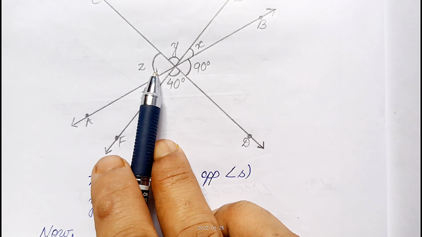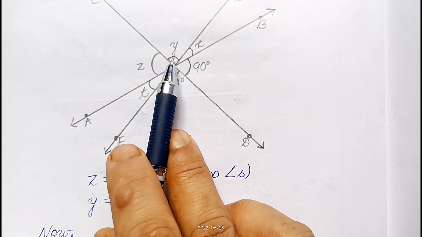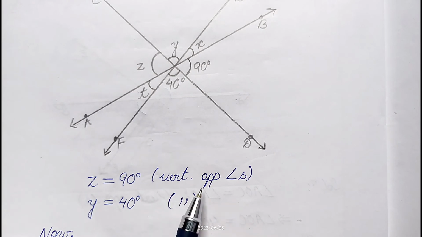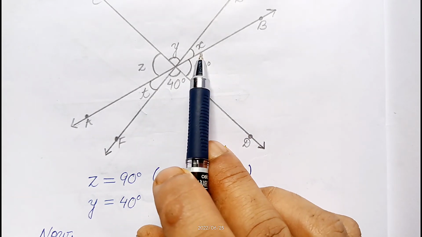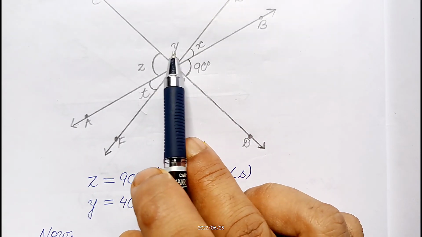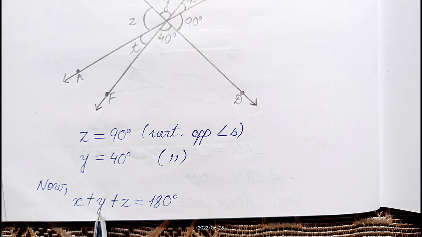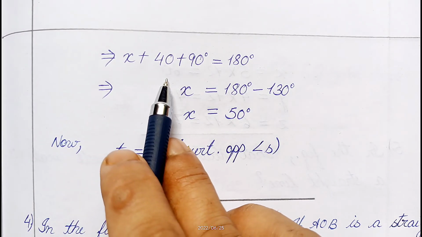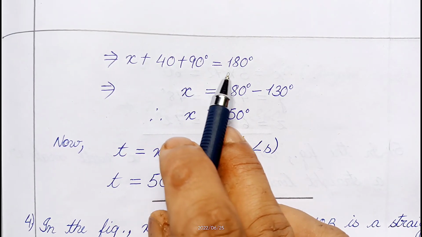So we got Z. Again, Y and 40 degree are vertically opposite angles. Since this part is 40, Y must be 40. So we can write Y equals 40 degree, vertically opposite angles. Now since AOB is a line, X plus Y plus Z, the sum of these three, must be 180 degree. So we can write X plus Y plus Z equals 180 degree. Now we can replace Z by 90 degree and Y by 40 degree. So we will get X plus 40 plus 90 equals 180 degree.